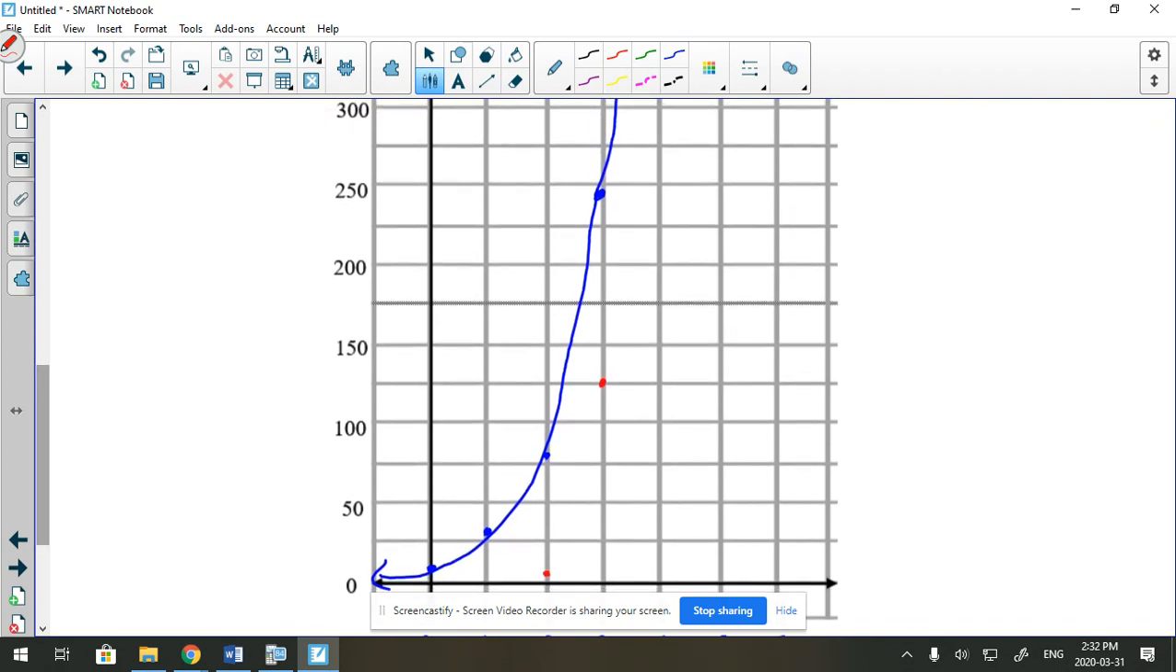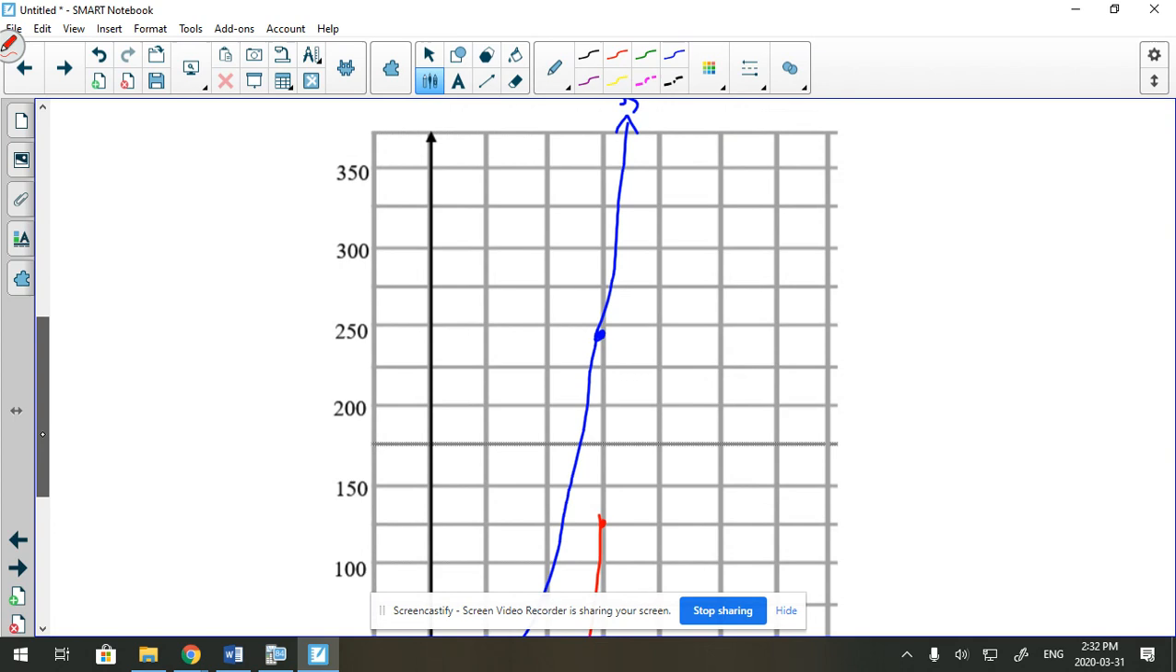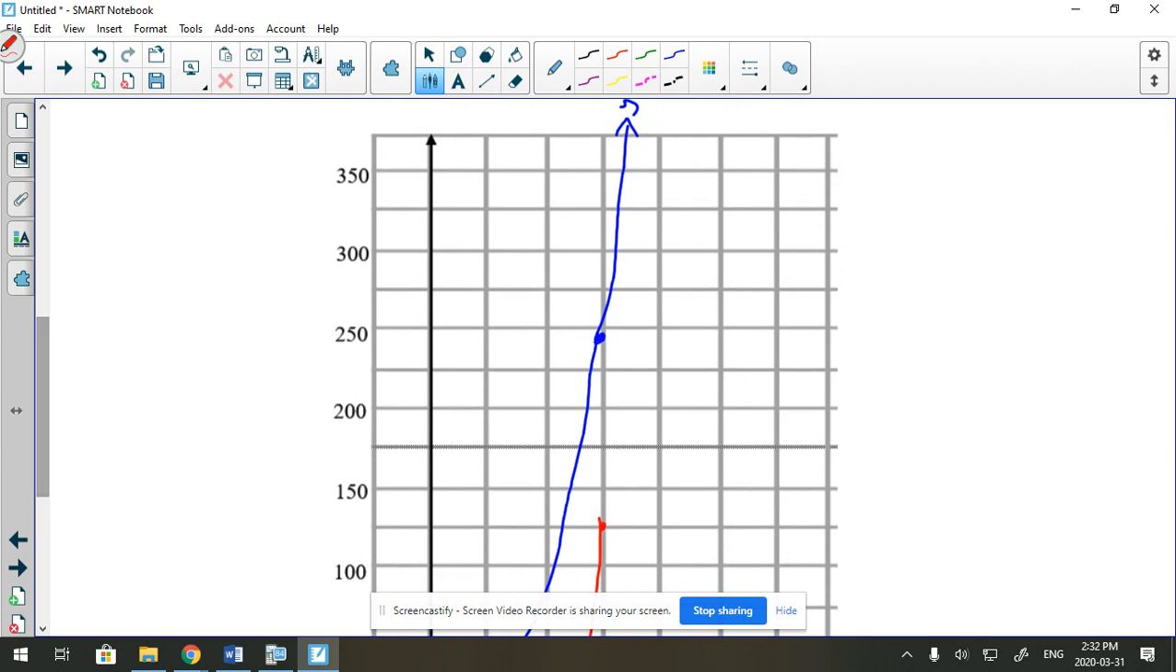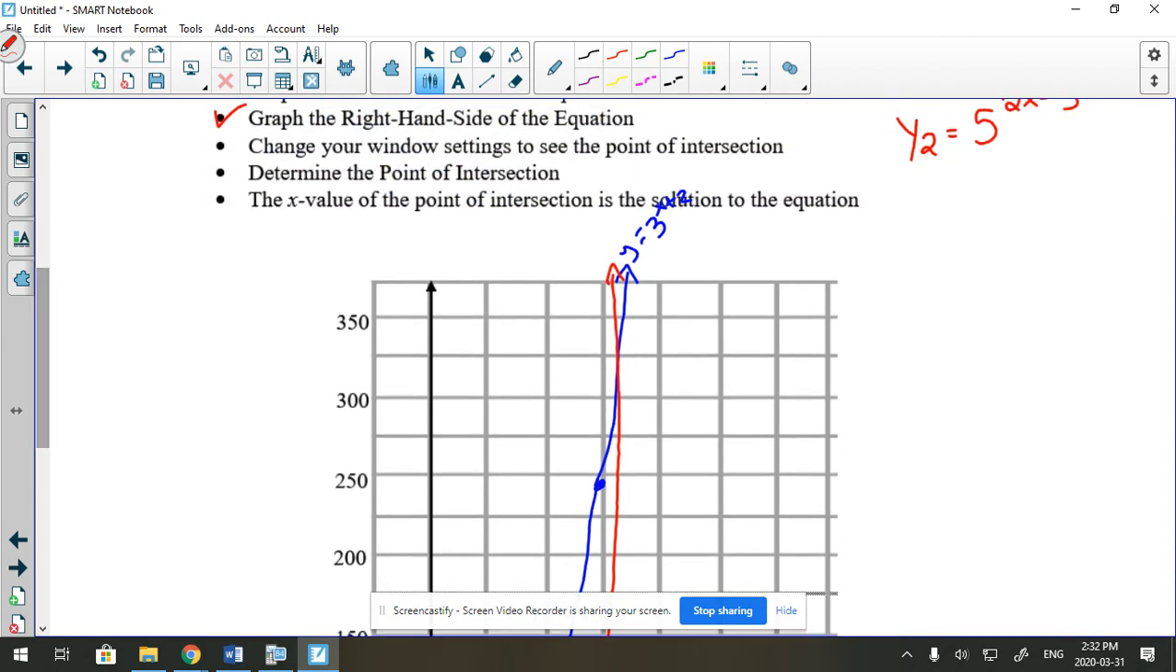Okay, so it's going to look something like this, and then it's going to shoot up. And that's my graph of y equals 5 to the 2x minus 3.